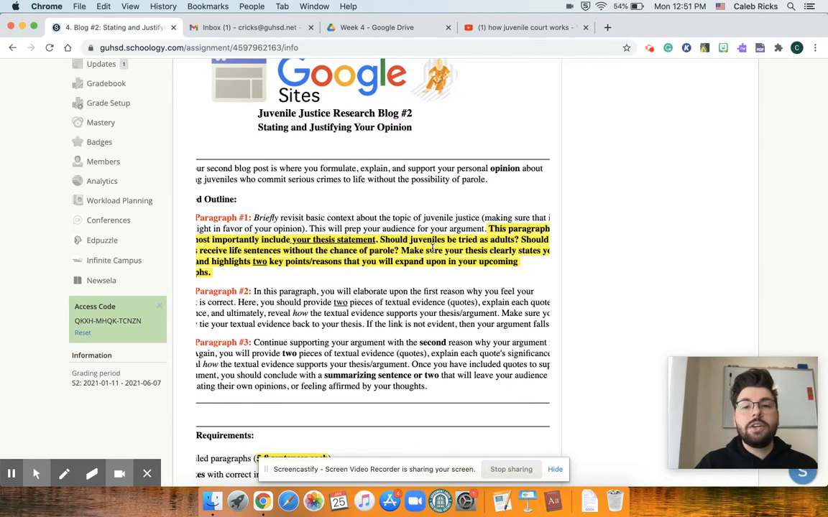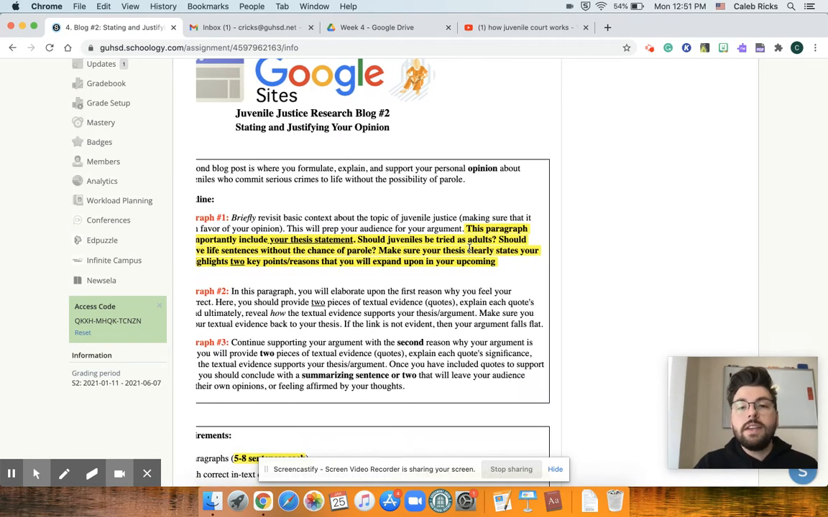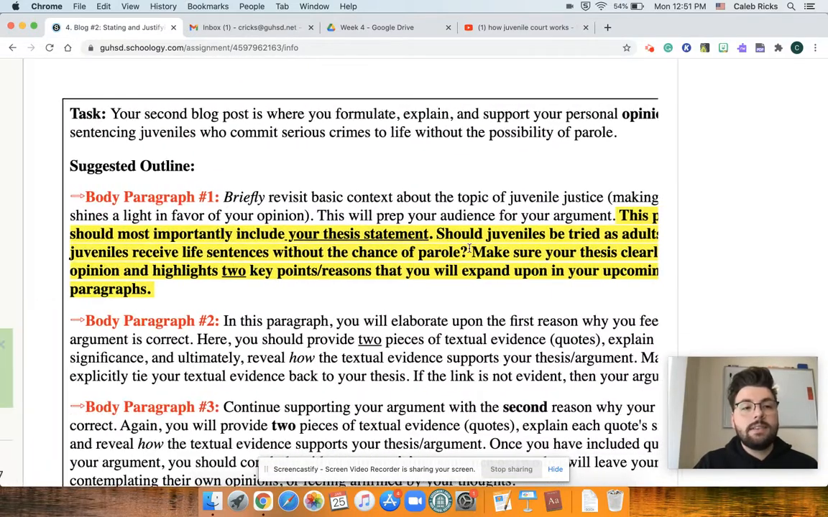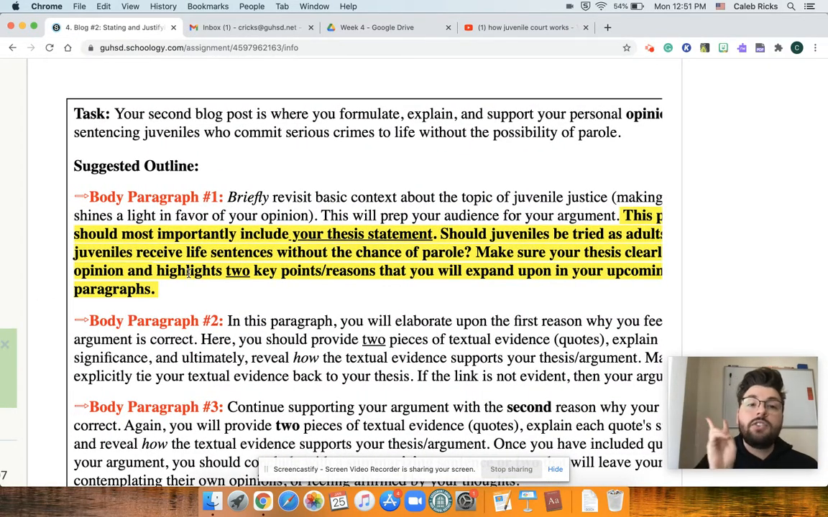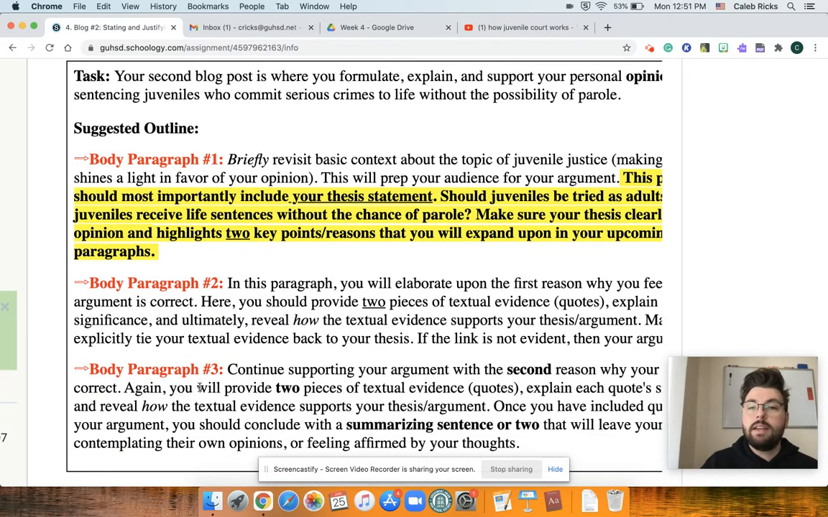Wherever you lean on the issue, you must make sure that your thesis clearly states your opinion and highlights at least 2 key points that you will expand upon in your upcoming paragraphs. And the reason I'm saying at least 2 is you have 2 body paragraphs following this intro paragraph. So you could explore reason number 1 in this paragraph, and then reason number 2 in body paragraph number 3. So wherever you lean, make sure you introduce at least 2 key points or reasons that you will justify throughout the other 2 paragraphs of your blog post.